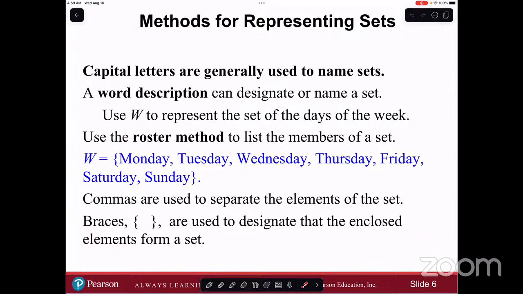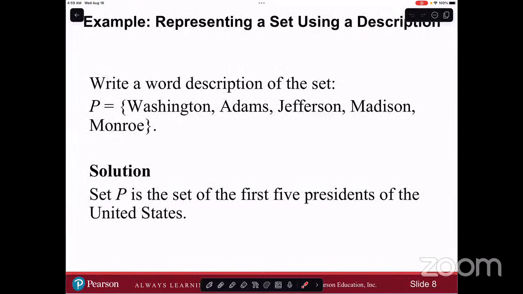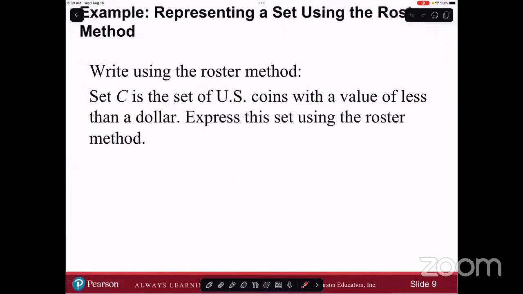Okay. Write a word description for the set. P is the set Washington, Adams, Jefferson, Madison, Monroe. P is the set of the first 5 presidents of the U.S. Right. So we could say P is a collection of the first 5 U.S. presidents. P is a set of the first 5 presidents of the United States. Right, using the roster method.